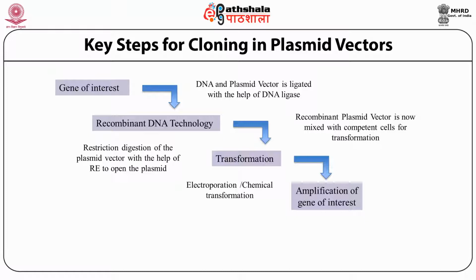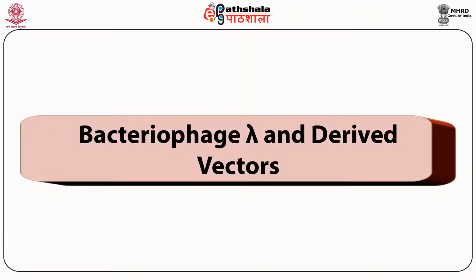Bacteriophage lambda and derived vectors. Bacteriophage lambda and derived vectors are widely used in the recent era. These bacteriophages have the capability to package into the phage capsid, and they have the ability to get absorbed on the host cell.